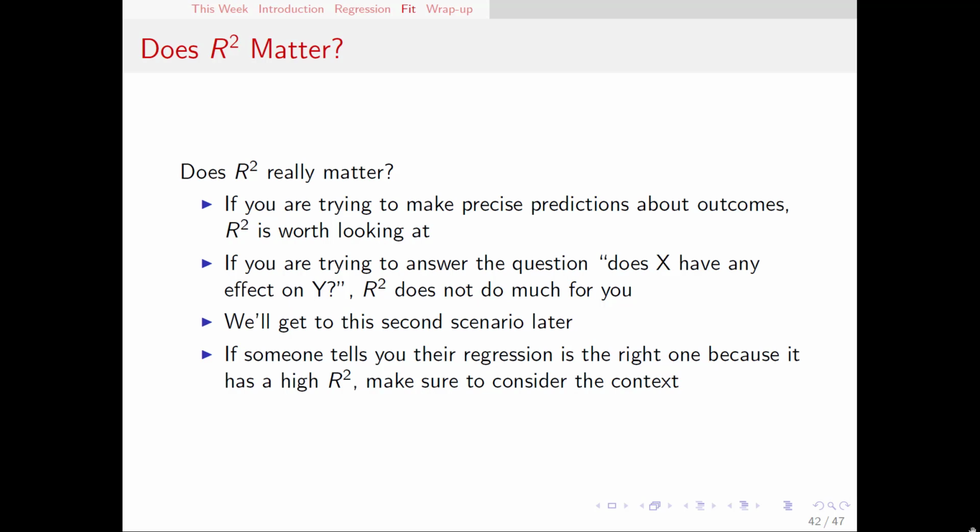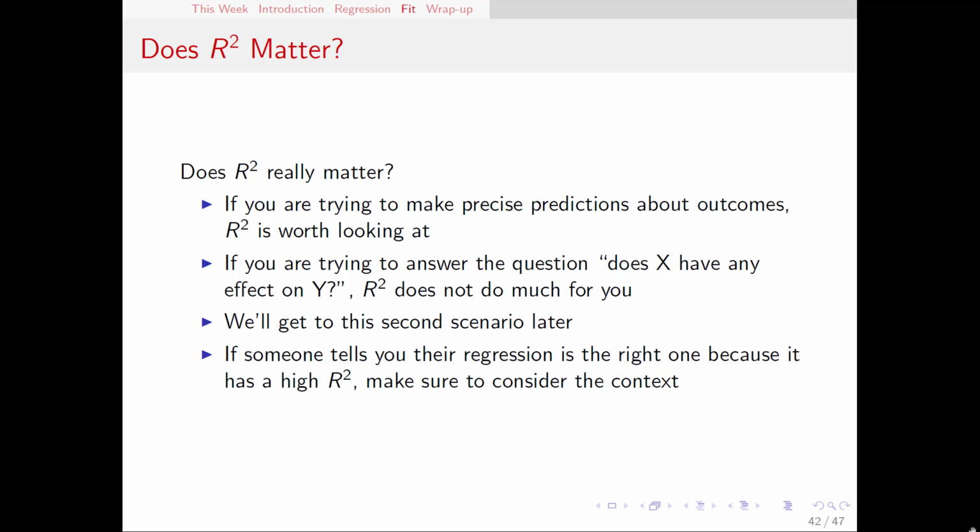We're just thinking about a change in x and a change in y. To get at that question, we're going to need to do a little bit more work, which we'll come to later on. For right now, what I want you to think about is that if somebody is trying to convince you that their regression is the best regression because of its high r-squared, you need to think about the context that we're working in. If they're trying to make that claim while having this causal interpretation, that's simply not correct.